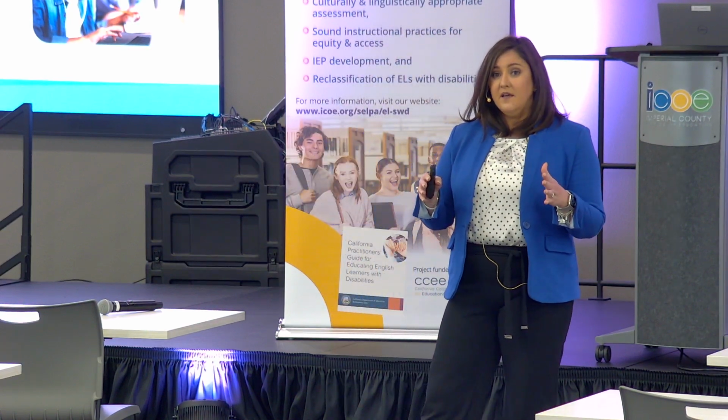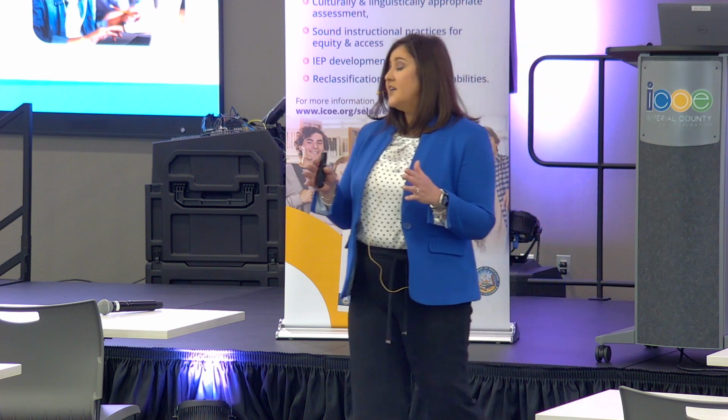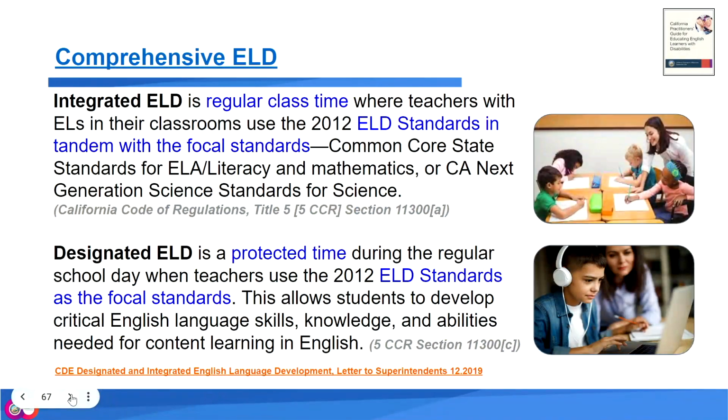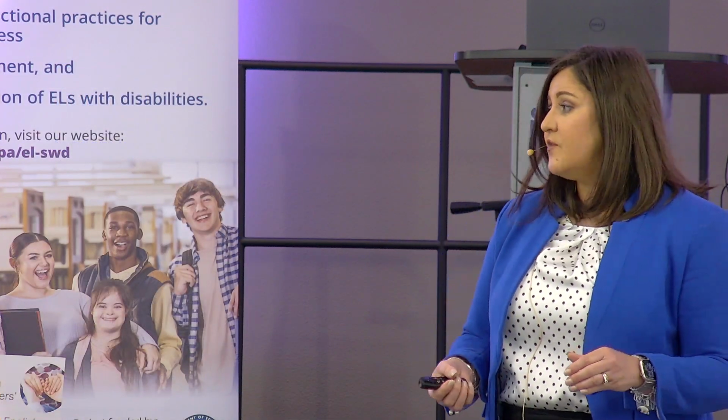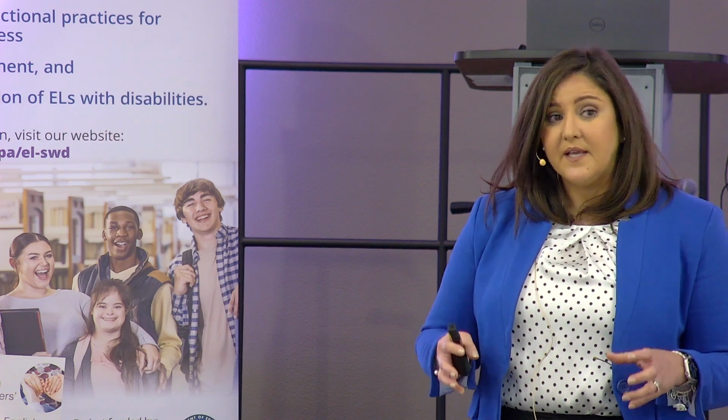So designated ELD, we provide this time to the content of understanding how English works and providing instruction on how to develop language skills based on the student's language proficiency. That means that this protected block of time is comprised of students who are at the same language proficiency level. A class for your emerging students, a class for your expanding students, a class for your bridging students. So we are organizing our schedules with our English learners' required needs. In this case, we're talking specifically about designated ELD, and organizing our schedules to provide designated ELD for groups of English learners by language proficiency level.